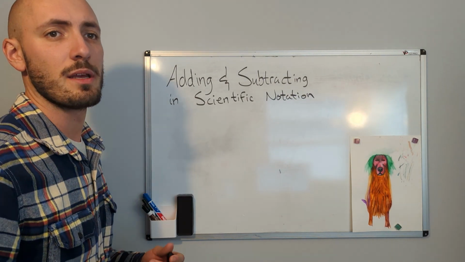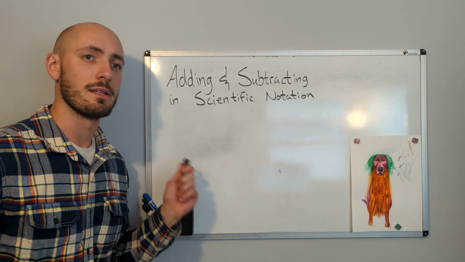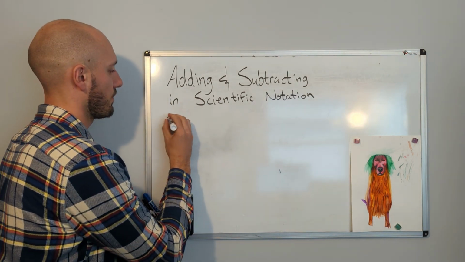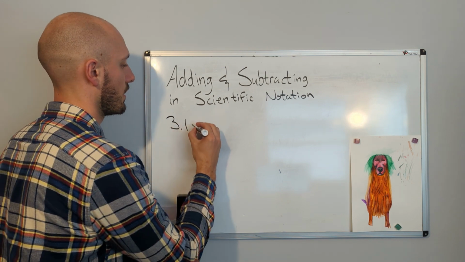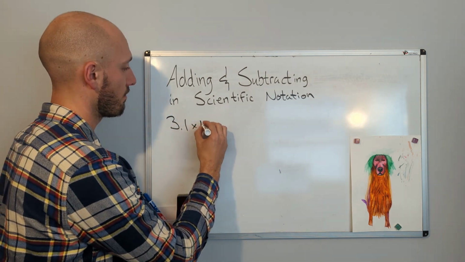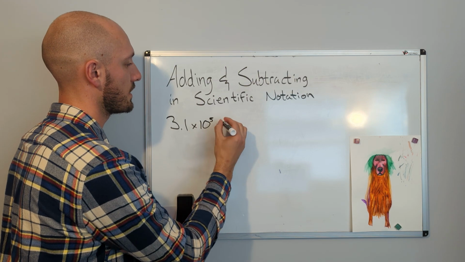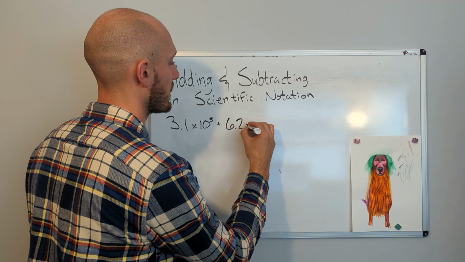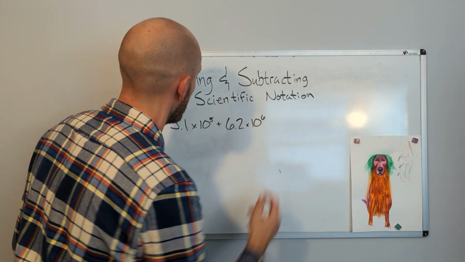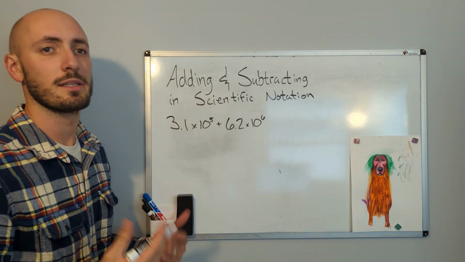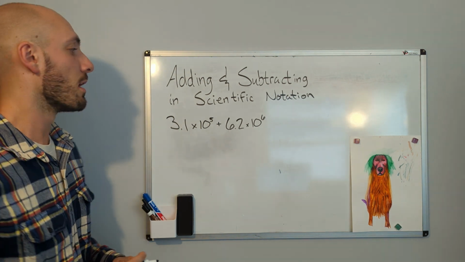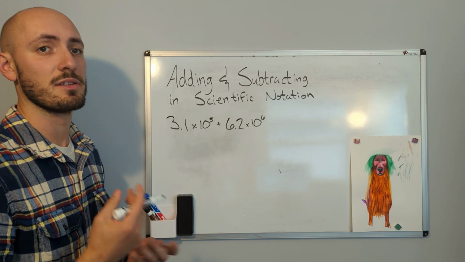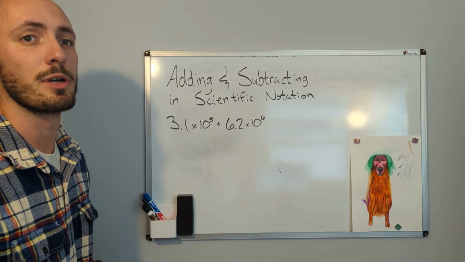Okay, today's video is about adding and subtracting in scientific notation. So, let's say we have 3.1 times 10 to the 5th plus 6.2 times 10 to the 6th. Adding and subtracting in scientific notation is fairly simple, but one thing is important. We have to get the exponents to be the same before we can do any sort of operation.